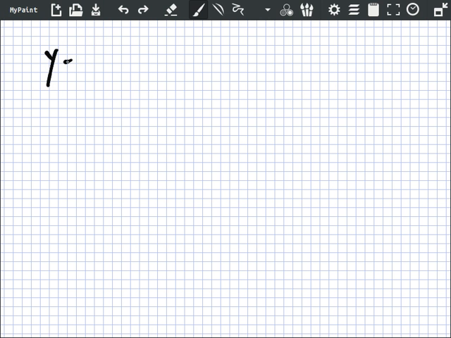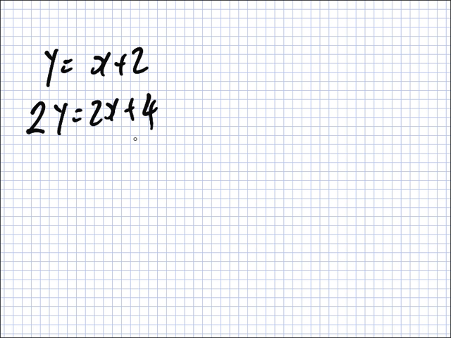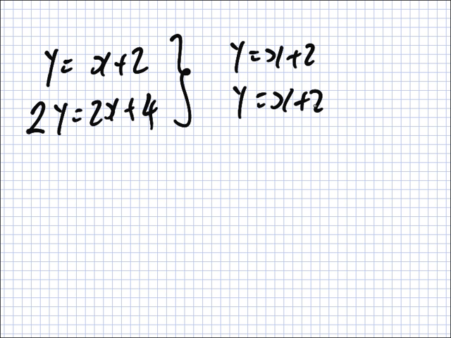So there's two special cases. Take the case when you have y equals x plus 2, and then the other one is, say, 2y equals 2x plus 4. Now they look like different equations, but they're the same, aren't they? So really all you have is y equals x plus 2 and y equals x plus 2. How many answers are there? Yeah, there are infinite answers.